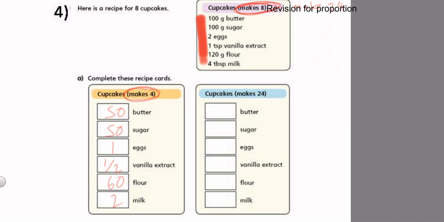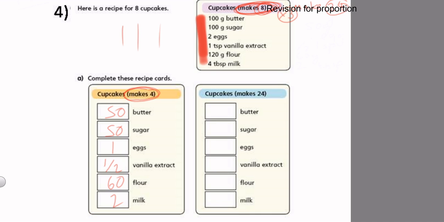Right now, if you look at this 8 over here, it's 8 times something to give me 24. 8, 16, 24. So that's 3 times by 3. What I'm trying to say is I'm making 3 times as many cakes than what's given to me in the ingredients. So I need to multiply all the ingredients by 3.